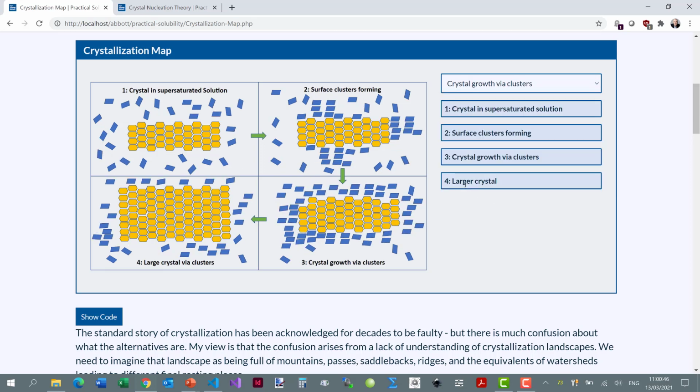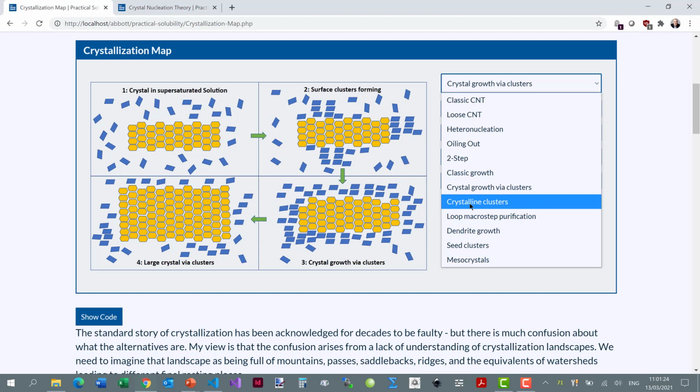Much more important is crystal growth via clusters. We have our protocrystal, and instead of just having individual molecules arriving, we have surface clusters forming. There are precedents for this. Famous scientist Botzaris has come up with nice explanations of how this might happen. But the point is, you get these clusters forming, and then it's these clusters which start to crystallize and grow. And so you get your large crystal via clusters.